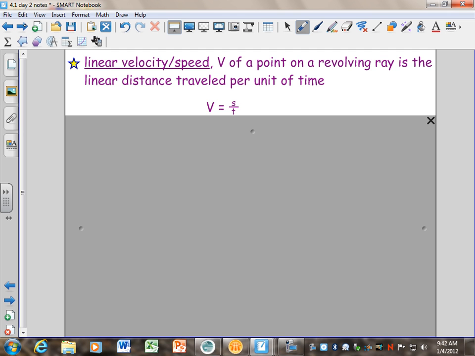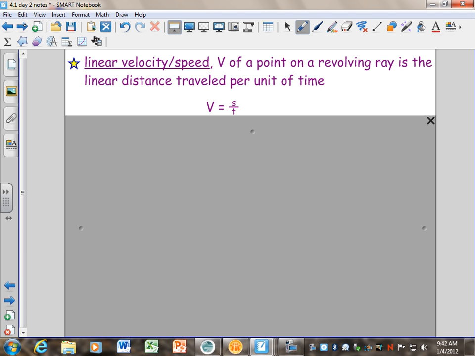So we have angular velocity, which is just the angular displacement over time. And then we have linear velocity, or speed, which is the linear distance traveled per unit of time. Normally when we measure distance, we measure it in a linear way. So linear velocity is, although it's revolving on a circle, we can measure the linear distance traveled per unit of time.